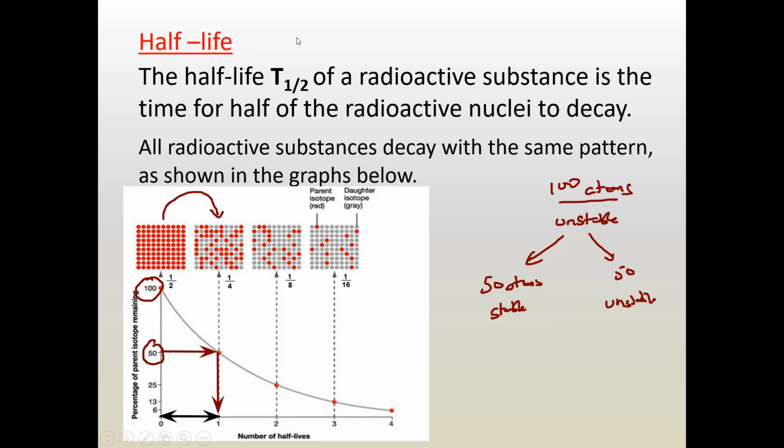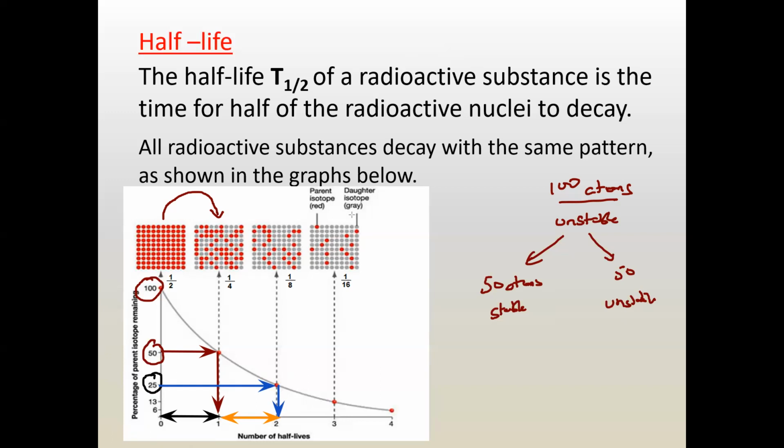Same thing, if it is 50, what is half of 50? Half of 50 is 25. So when 50 becomes 25, that time interval, that duration, is also known as the half-life. So the idea of a half-life is basically the time taken by half of the radioactive sample to disintegrate or decay.